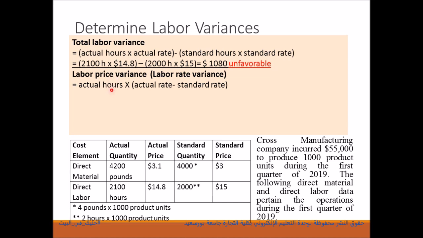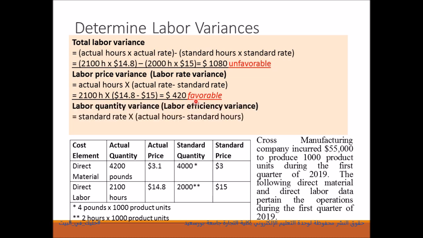Price variance can be obtained by applying actual hours to the difference between actual rate and the standard rate. Actual rate is lower than the standard rate, which is good. That's why labor price variance is favorable. $420 favorable price variance. Quantity variance or efficiency variance can be obtained by applying standard rate to the difference between actual hours and standard hours.